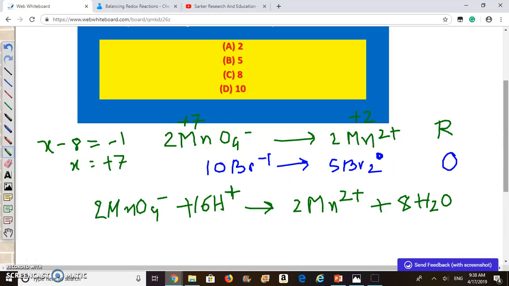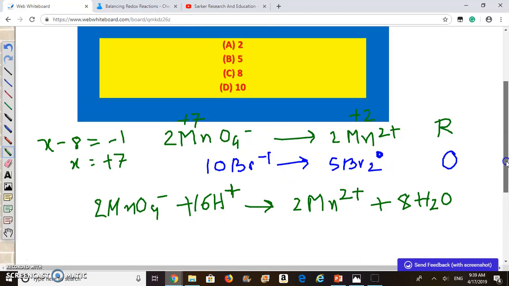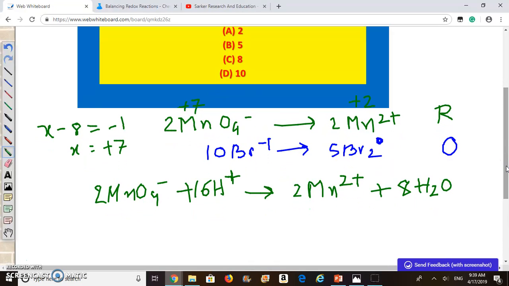Now the next step is, after you balance the oxygen and the hydrogen, you balance the charges. We will have to see that we have the same charges on each side. If not, we will have to add or subtract electrons. Now how many charges do we have here? 2 negative, and this is 16 positive. So what is the net charge? 16 minus 2 is 14. So we have 14 plus charge here.